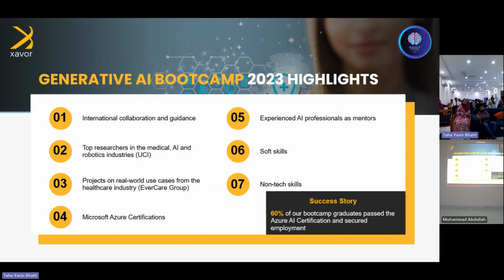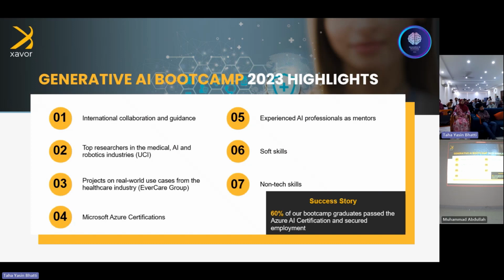Last time we had projects on real-world use cases from the healthcare industry. Evercare Group is a well-known hospital in Lahore, and they have hospitals in 7+ countries, and the one in Lahore is the first one in Pakistan. We had a discussion with their innovation officer and their technology head in order to understand what are the real problems that the healthcare industry is facing in Pakistan, from operational issues to the issues faced by doctors, and the challenges faced by patients. That is what we understood from having discussions with them.